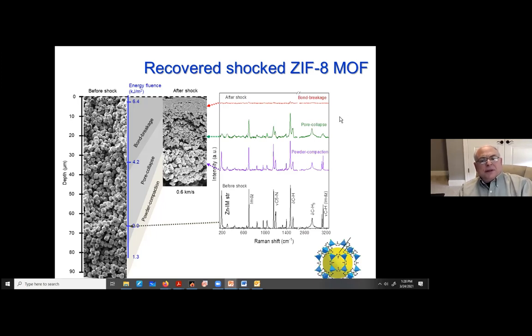So I think the take-home message here is that there's a lot of room to look at shockwave chemistry, that this small sample tabletop technique makes it much easier to look at samples afterwards. And in addition, we can look at them in real time.